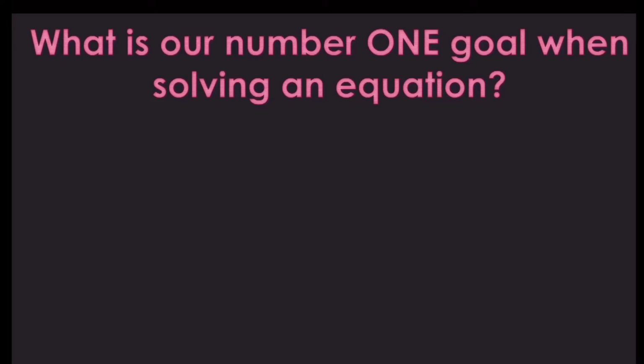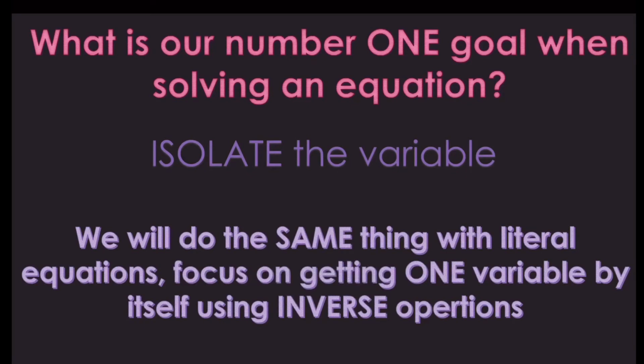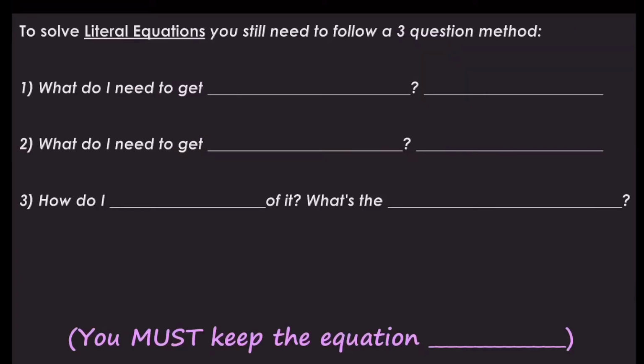Remember, what is our number one goal when we're trying to solve an equation? Isolate the variable. Get that variable completely by itself, okay, with nothing else there. We're going to do the same exact thing that we did with literal equations. But this time, we're going to focus on one specific variable, and we're going to use our inverse operations to get there.